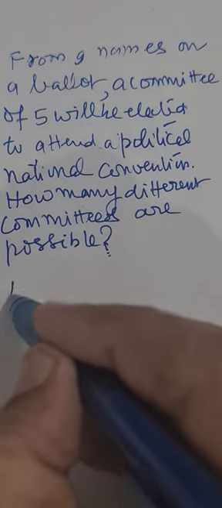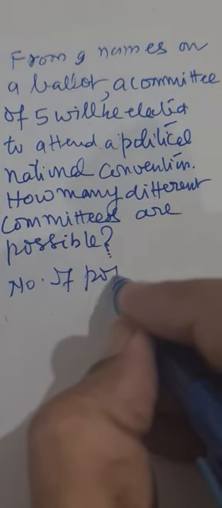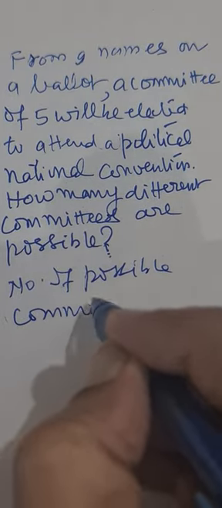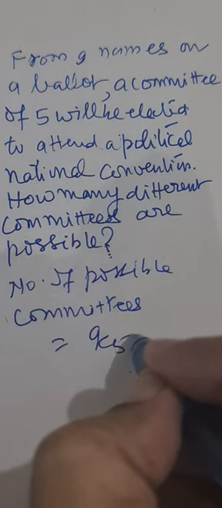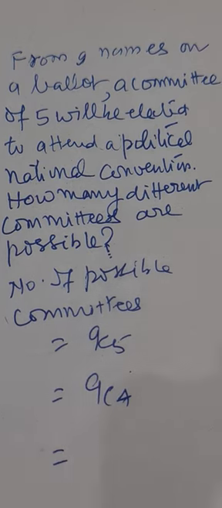From nine names on a ballot, a committee of five will be elected to attend a political national convention. How many different committees are possible? Number of possible committees is equal to 9C5, which is equal to 9C4.